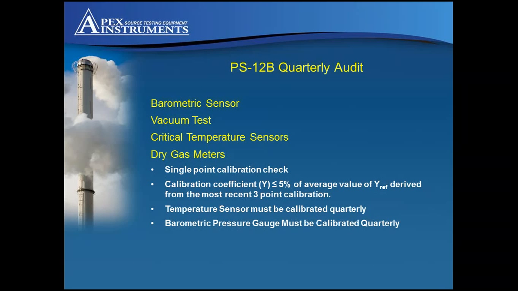The sorbent trap system requires a quarterly audit. Once the initial RATA has been completed, quarterly audits are performed to verify the system is still within its operating parameters. Primarily, you're verifying barometric sensors, vacuum sensors, critical temperature sensors, and the dry gas meter.